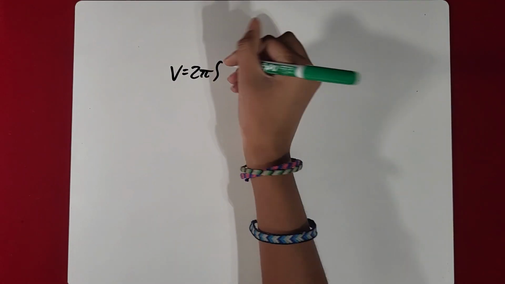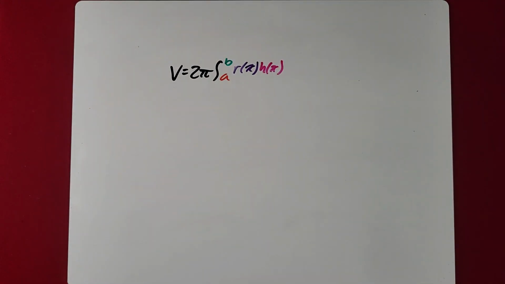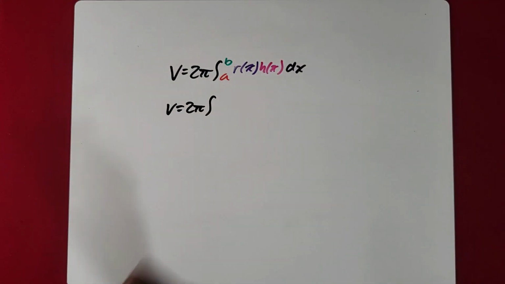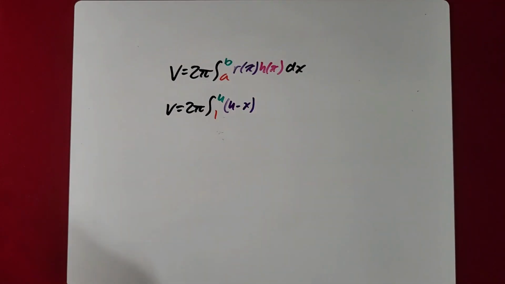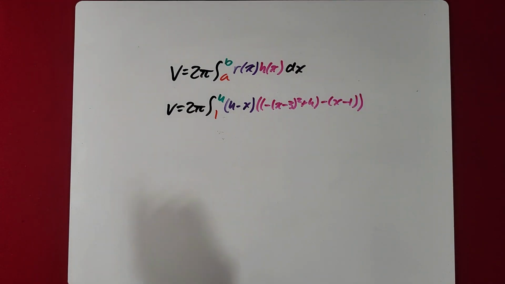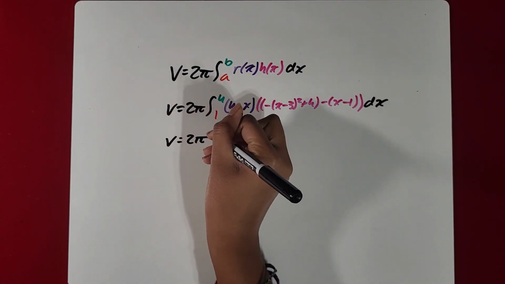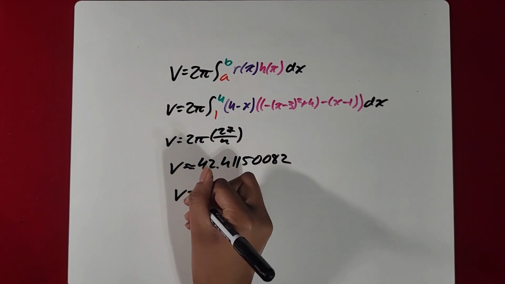Now let's set up our equation using the x-axis shell method formula. We can substitute bound b with 4 and a with 1. R of x can be substituted with 4 minus x, and h of x can be substituted with negative (x minus 3) squared plus 4 minus (x minus 1). After taking the integral and evaluating the bounds, we can get a final answer of 42.412.